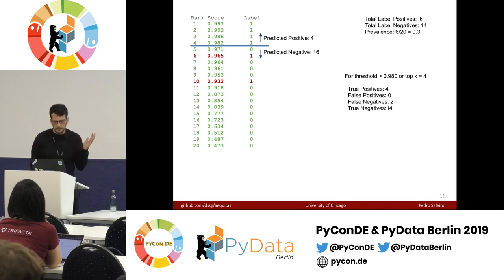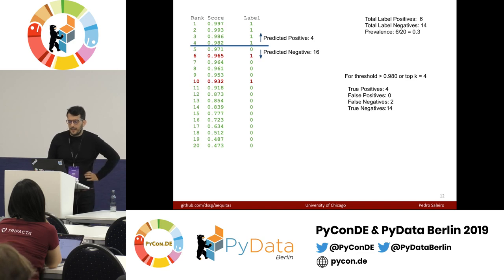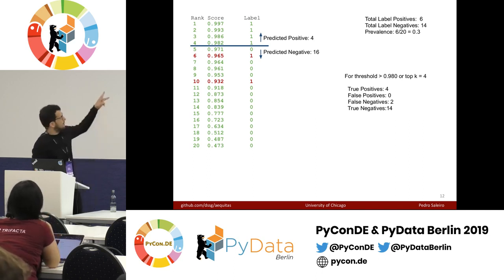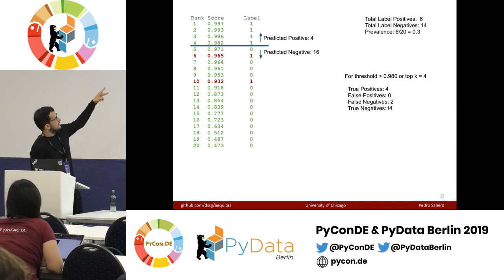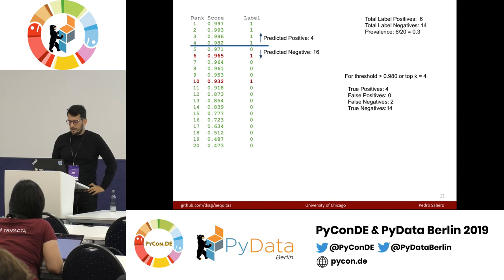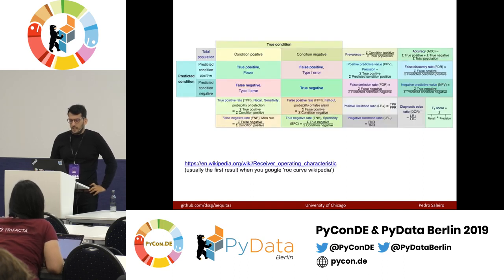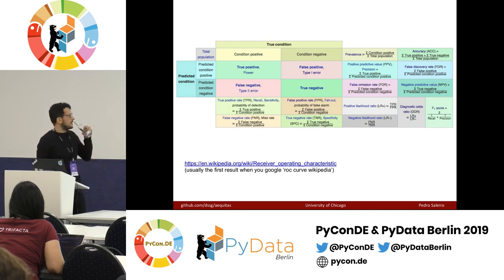In this example, we have defined our threshold as 0.98, or our K is 4, and we got right about all the predictions. So we have 4 ones in the label column, we have 0 false positives, we have 2 false negatives though. There were 2 positive instances that didn't get classified as positive. And we have 14 true negatives. So, I don't know if you are familiar with the ROC curve.